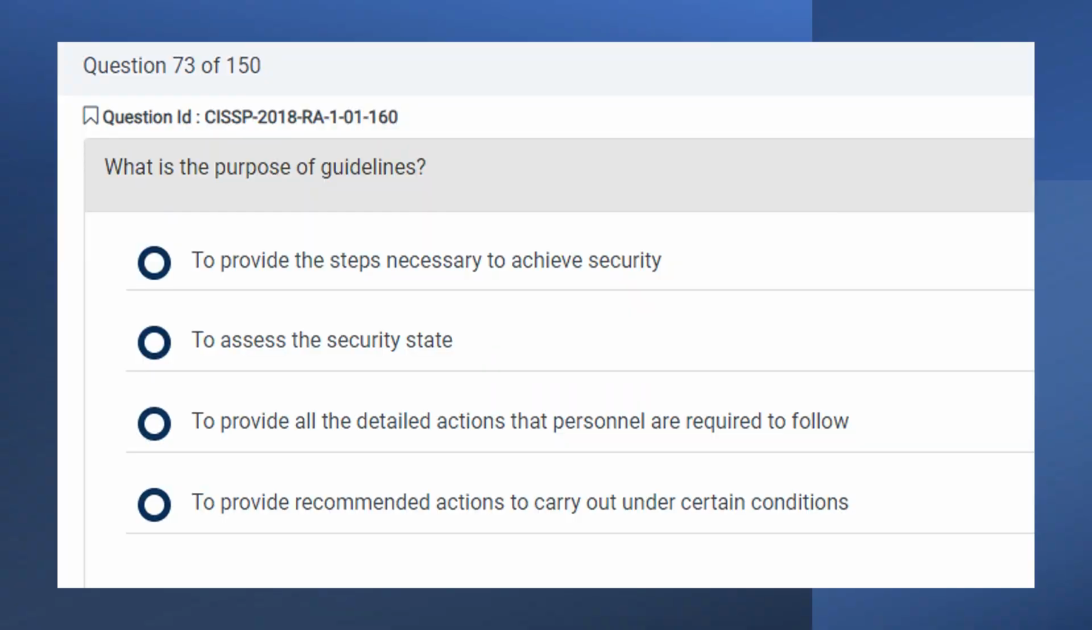What are the purposes of guidelines? The question is a little bit misguided there. 1, to provide the steps necessary to achieve security. 2, to assess the security state. 3, to provide all the detailed actions that personnel are required to follow. Or 4, to provide recommended actions to carry out under certain conditions.